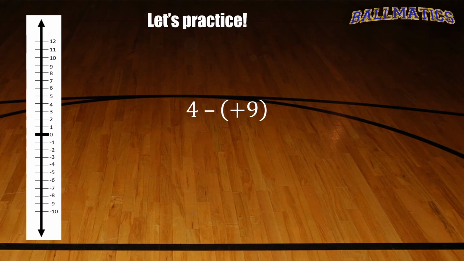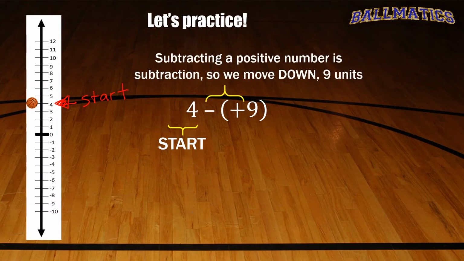Let's practice the next example, 4 minus positive 9. Where do I start? Again, the very first integer is your starting point, and that is 4. Put a basketball at 4. That is your start. And which way are we going to go? It says we're subtracting a positive number. Subtracting a positive number is subtraction overall. So we're going to move down 9 units. I can rewrite this as 4 minus 9, and you should see that I'm going to end up at negative 5. So if you go down 9 units, your final answer should be negative 5.